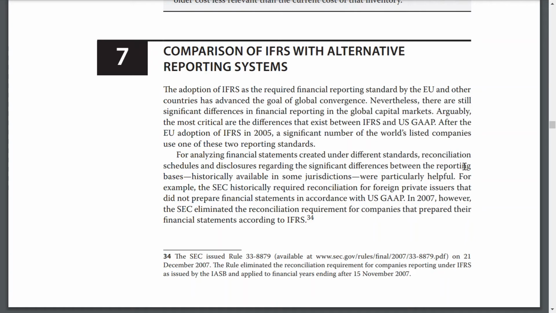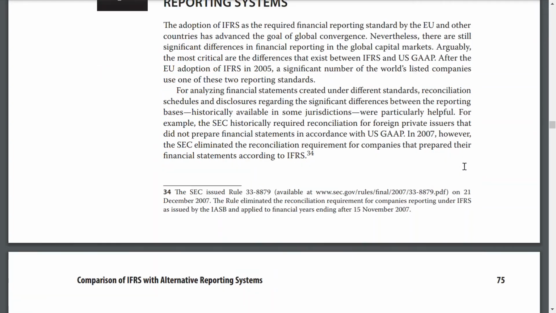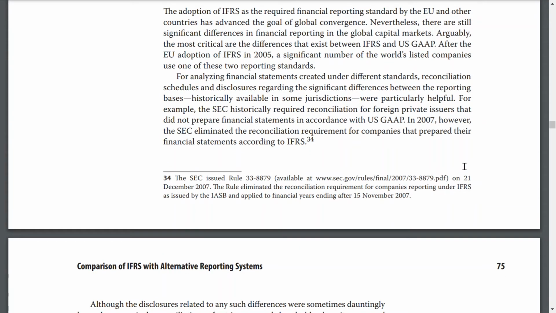For analyzing financial statements created under different standards, reconciliation schedules and disclosures regarding the significant differences between the reporting bases historically available in some jurisdictions were practically helpful. For example, the SEC historically required reconciliation for foreign private issuers that did not prepare financial statements in accordance with the US GAAP. In 2007, however, the SEC eliminated the reconciliation requirement for companies that prepared their financial statements according to IFRS.